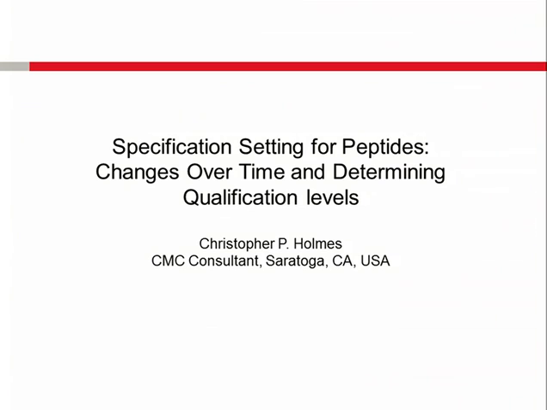I'm going to go through a number of examples of peptides, drug substance, drug product, and then I'm going to switch over to how do you set qualification levels and how do you justify that.